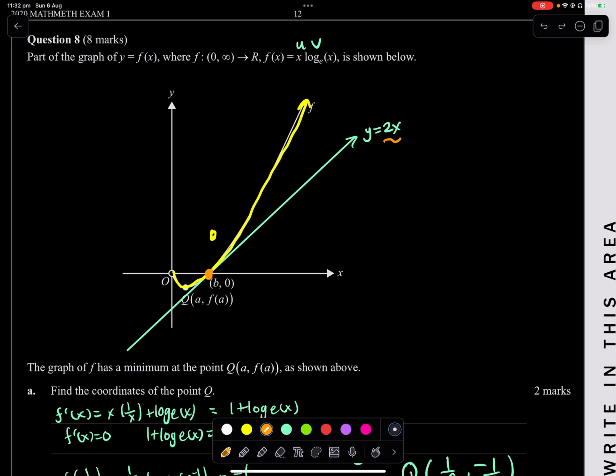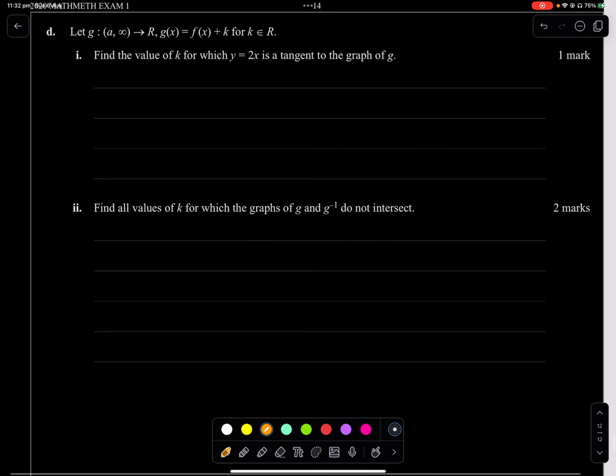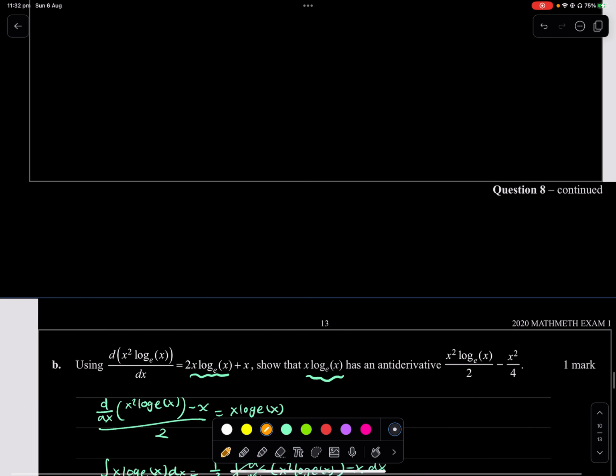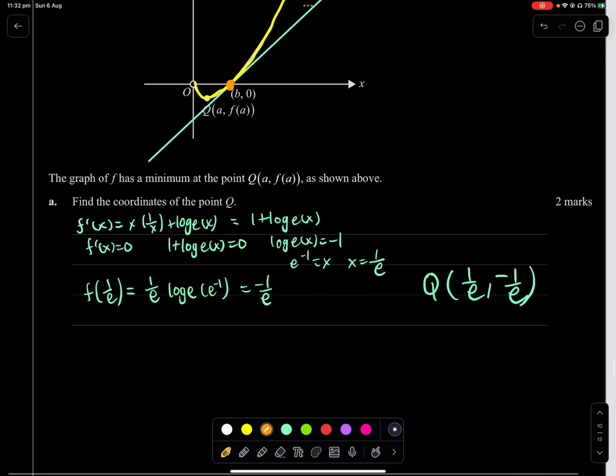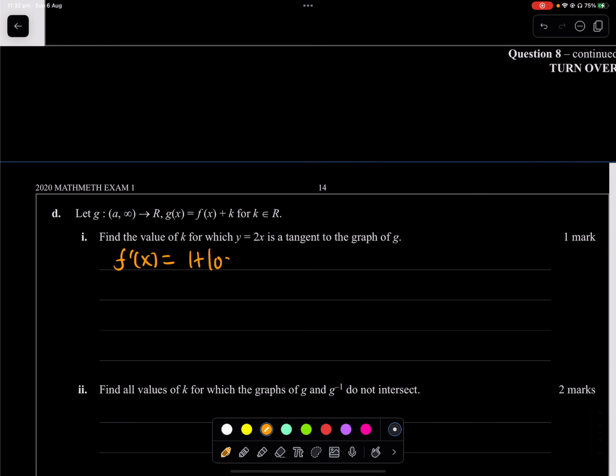So what we want to do here is, we know that the gradient's 2, so we can say f dash of x is 1 plus log e of x.